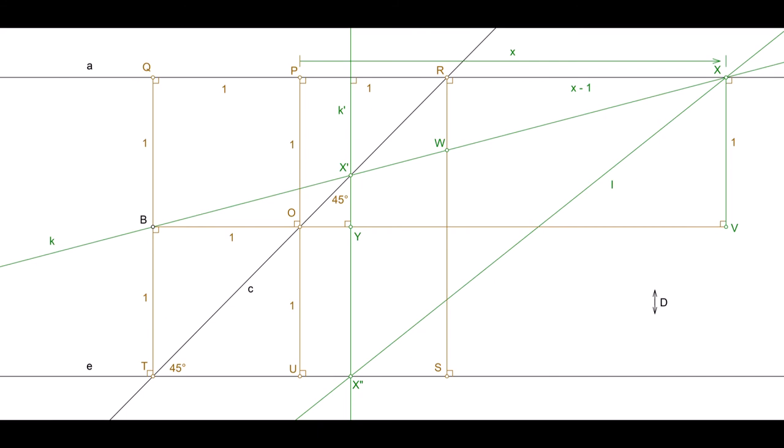Call the center of the square O. Call the midpoint of side A of the square P. And call the distance from P to X, x, measured from left to right. That is, if X lies to the left of P, the distance x counts as negative. Call the intersection of the midline of the square in B with the perpendicular from X, V. And call the intersection of that same midline with K prime, Y.